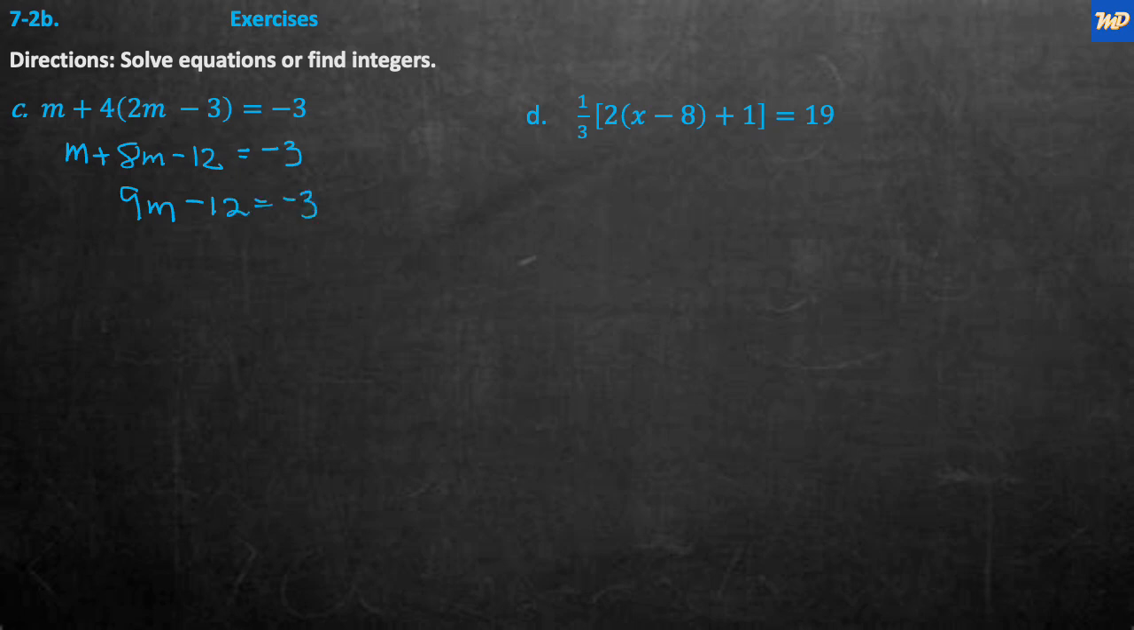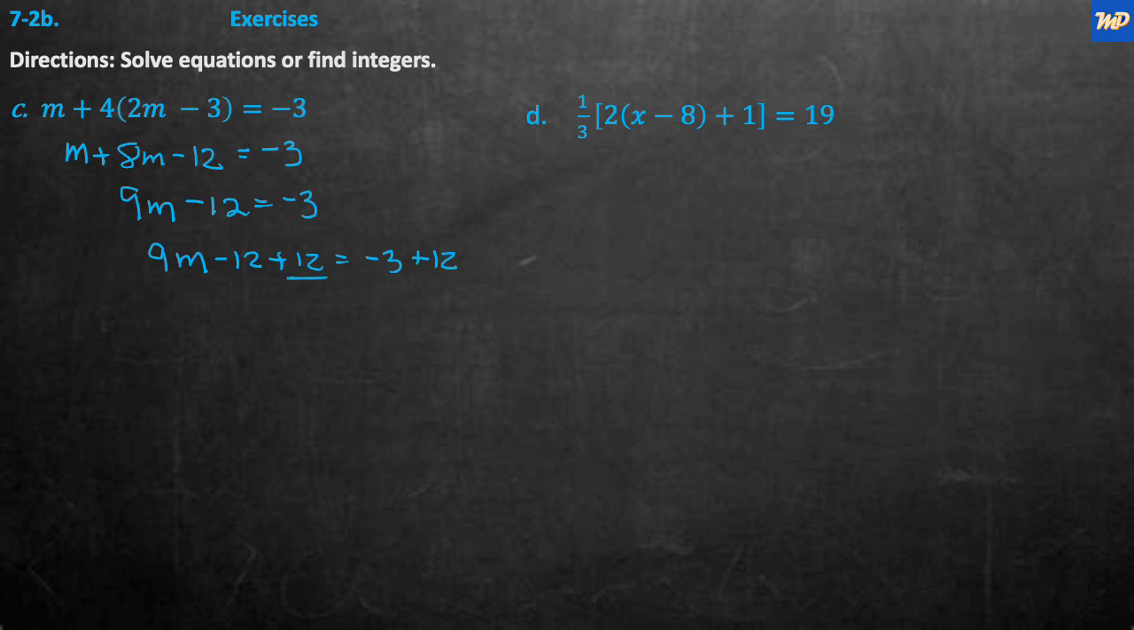Okay, so now what do we do? We have the m here. We're going to get rid of the subtraction. We have to undo the addition. We're still undoing addition. So 9m minus 12 plus 12 is equal to minus 3 plus 12.